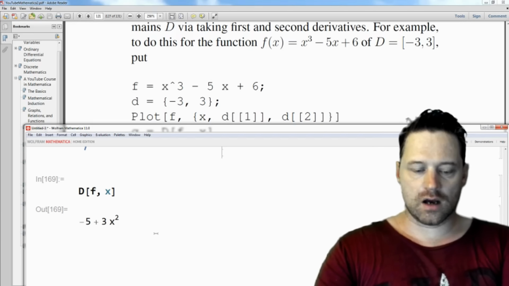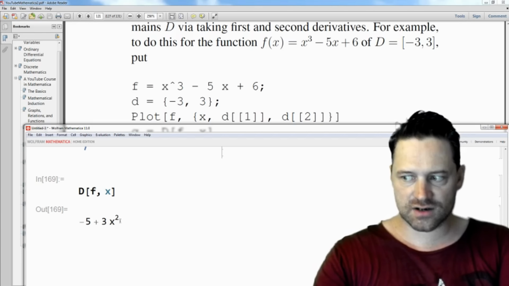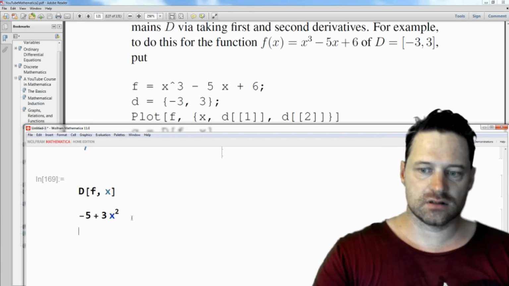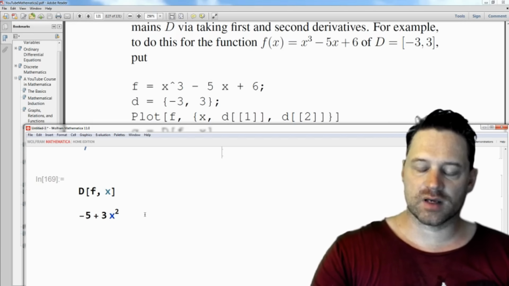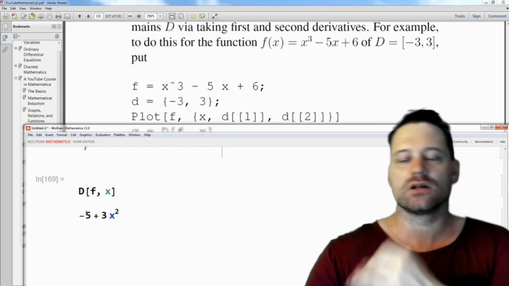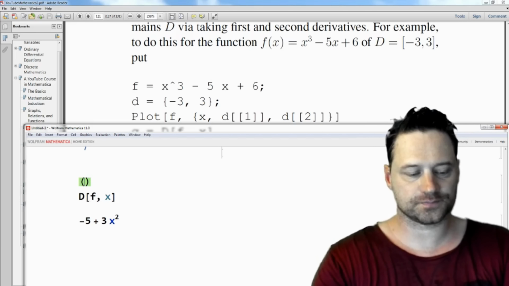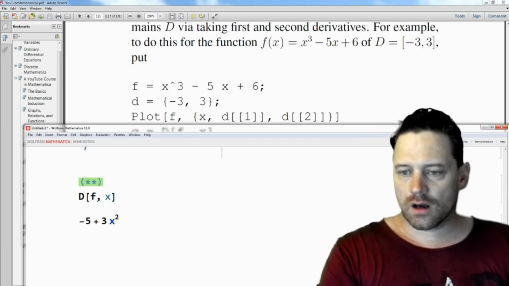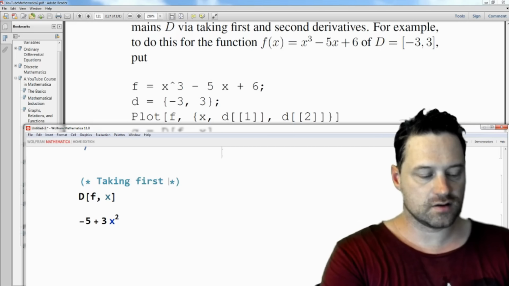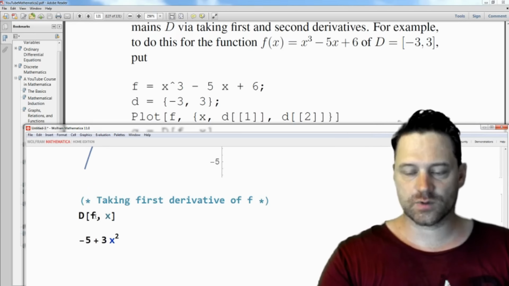Now I will scroll to this, click there, and press enter so that it comes out in a way that I can use. So I can do something with this now. The next thing you want to do, so look, we should comment this. I'll write a few comments: taking first derivative of f. That's what we've done there.